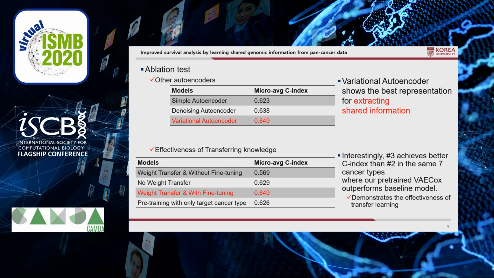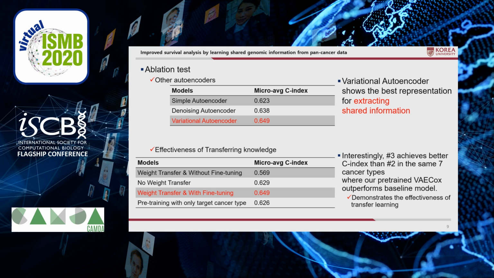We also performed ablation tests. First, we compared the pre-training models: simple autoencoder, denoising autoencoder, and the variational autoencoder. Among them, the variational autoencoder shows the best performance when used to extract the common cancer knowledge. And the poor performance of the simple autoencoder shows our intuition about the random-based loss is right.